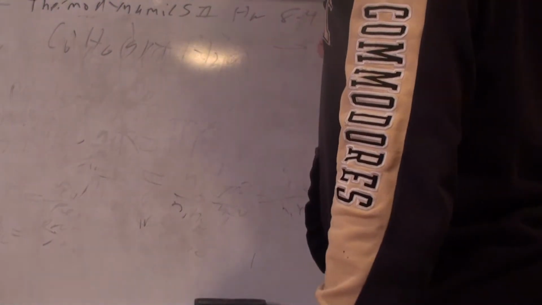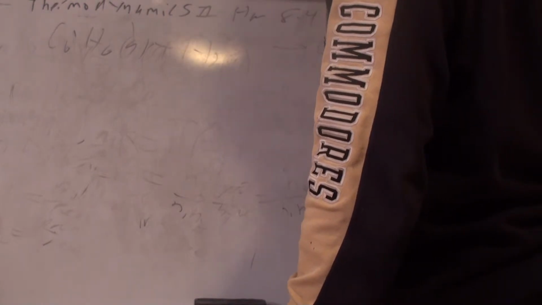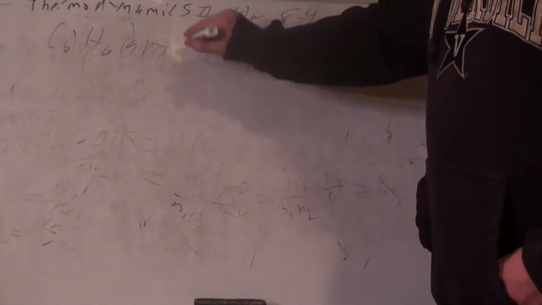I have benzene plus hydrogen goes to cyclohexane. The first thing I need to do is balance my reaction. Oh, that's not right. That should be a 3. 6 plus 6 equals 12. Now I'm good. I balanced my reaction. That's good. Now, what do I do?